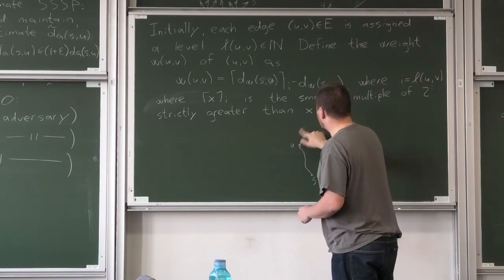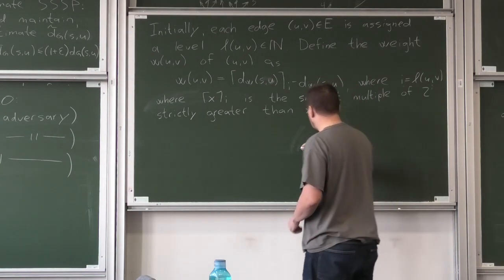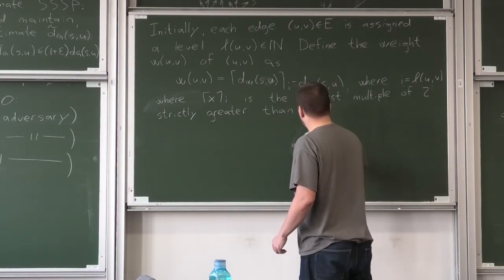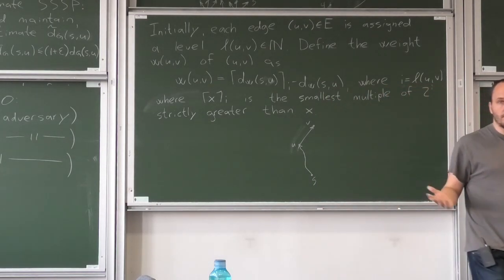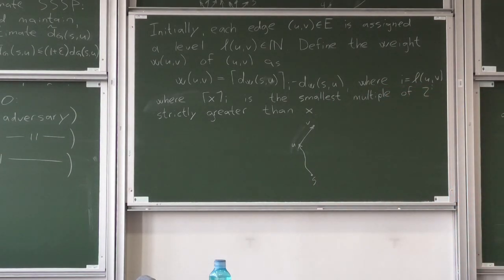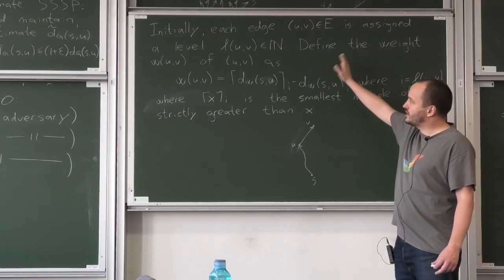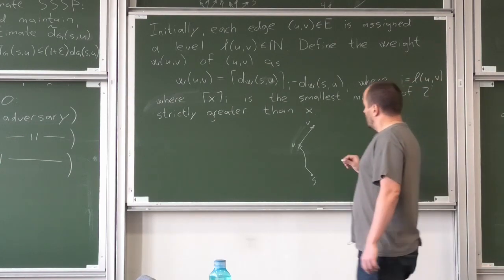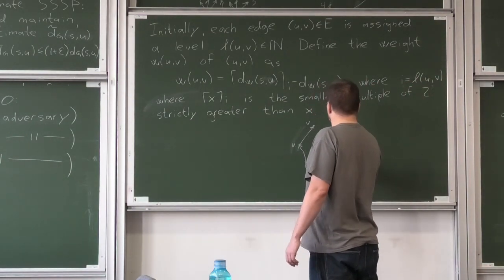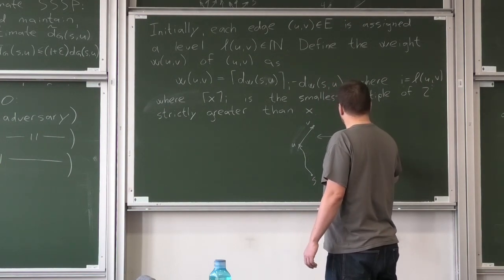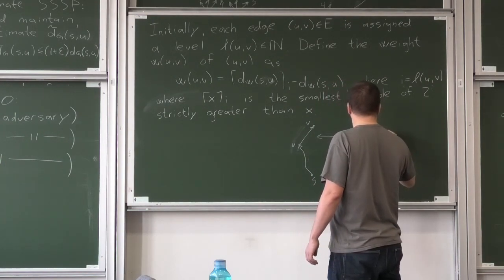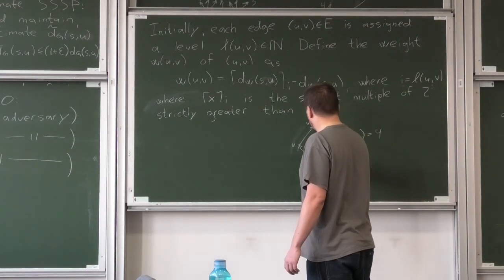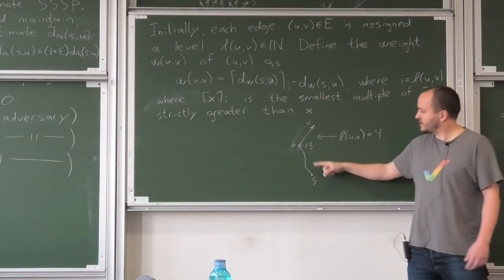So let's take a concrete example. Suppose that, let me draw it slightly bigger. So is it for graphs only now? This is for general graphs, but we're going to look at DAGs later on. But this definition works even if it has cycles. So suppose that the level of this edge here is 4, and the distance from S to U is 13.